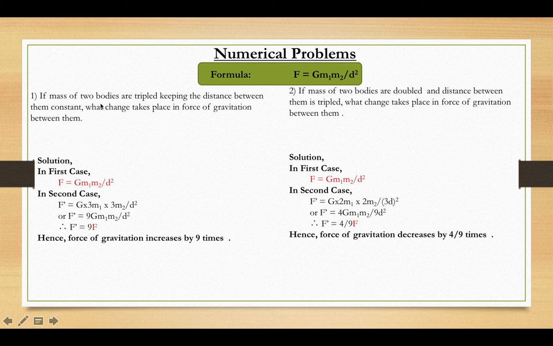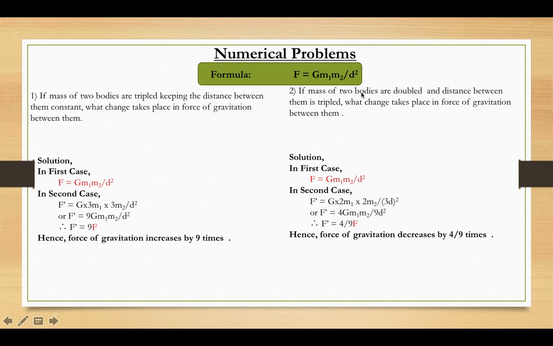As the question says that the mass of the bodies is tripled, in place of m1 we'll write 3m1, and in place of m2, we'll write 3m2, by d square, since the question clearly says that distance is constant. If you calculate it, F dash equal to 3 times 3, which means 9, G m1 m2 by d square. So F dash equal to 9, and G m1 m2 by d square means F. We replace this with F: this is the previous force of gravitation and this is the new force of gravitation. So the conclusion is that the force of gravitation is increased by 9 times than before.